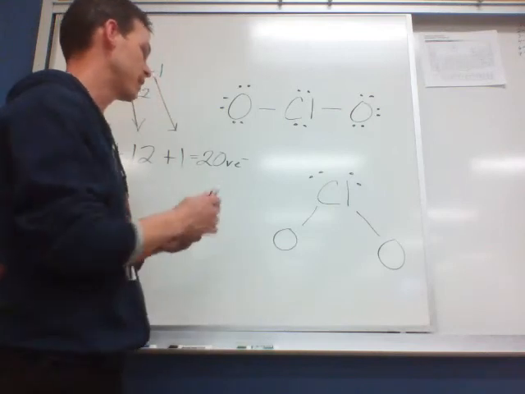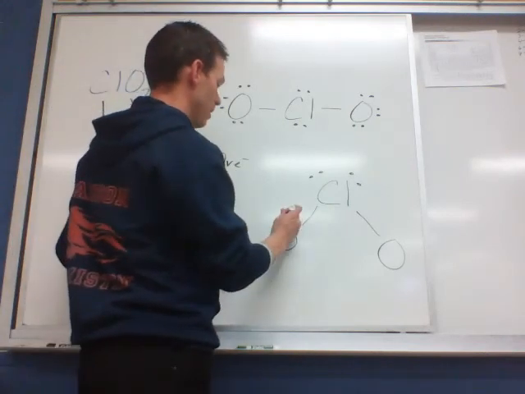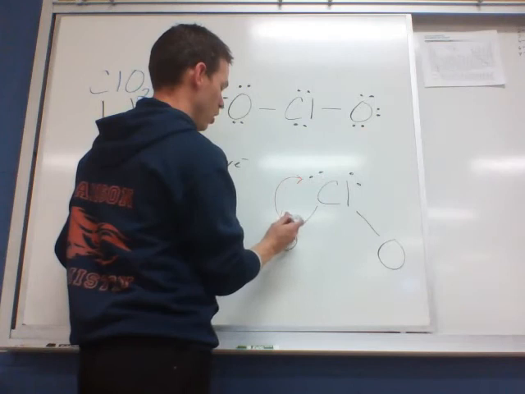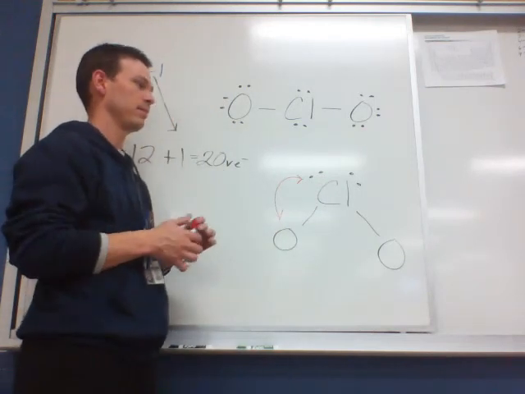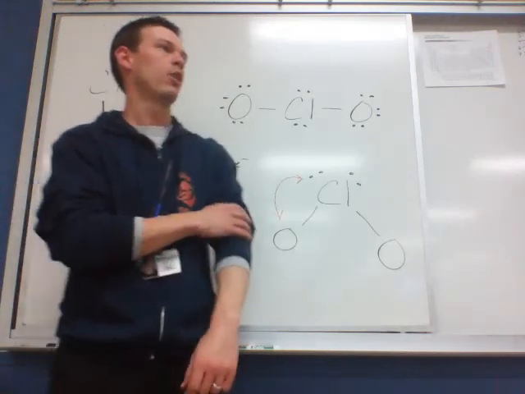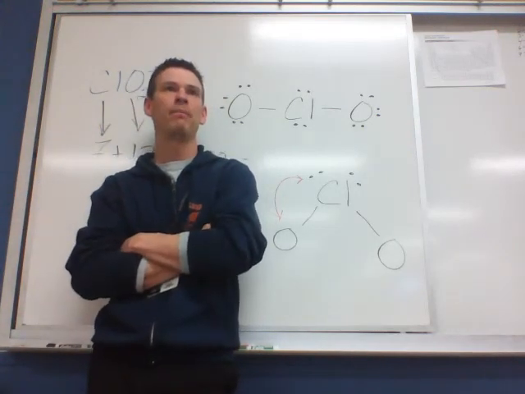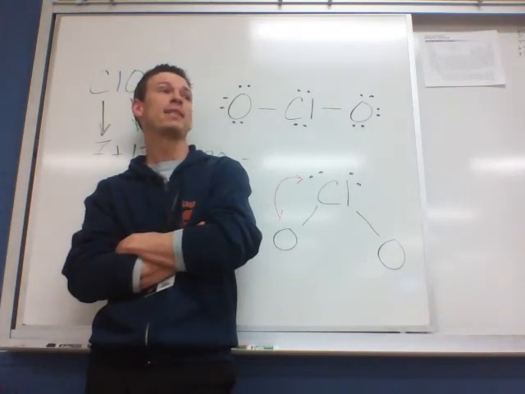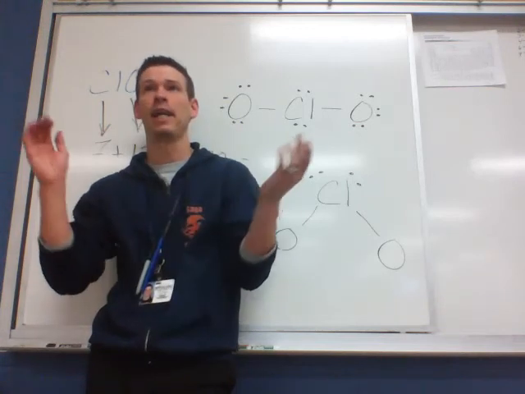What are the two possible angles for bent? Look on your sheet. It could be 120 or it could be 109.5. Do you agree? The difference between those is a hybridization of the central atom. Now look here.